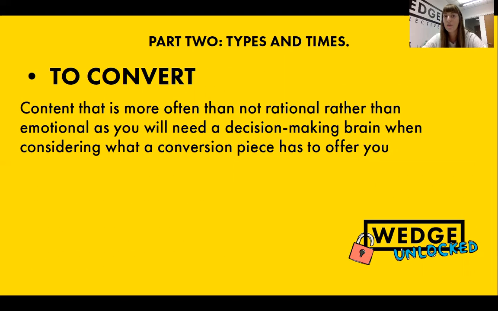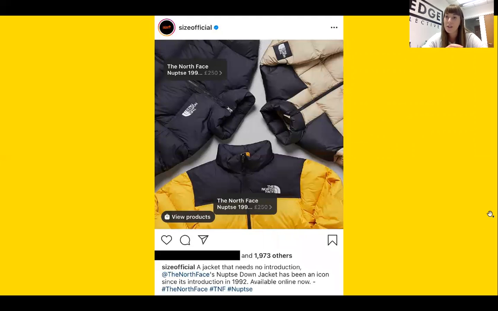And then lastly, the fourth one, to convert. This is content that is more often than not rational rather than emotional, as you'll need a decision-making brain when considering what a conversion piece has to offer you. For example, these are often sales pieces of content. We've got something from Size here, and you'll see the product tags. This is a really great way for brands to convert their posts into a sale. Being able to tag the product on Instagram now or on Facebook, someone can click and be taken straight to the website to purchase the order. In that way, they're doing their best to convert them into sales.